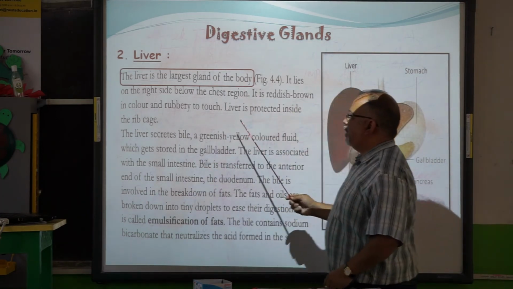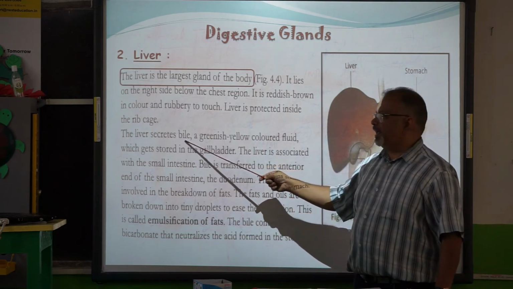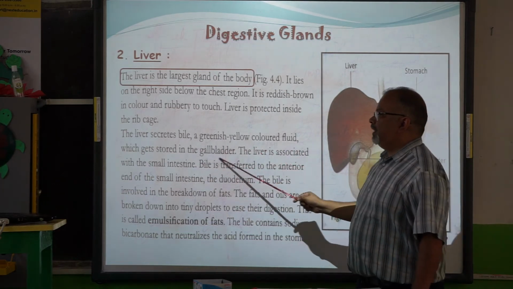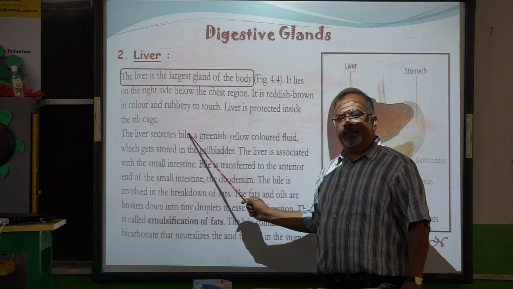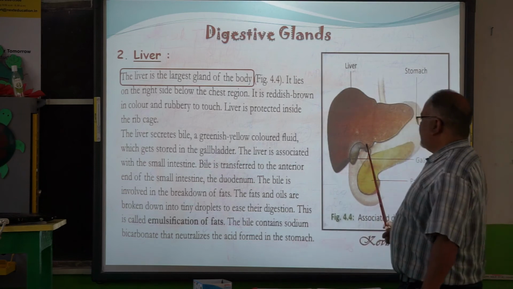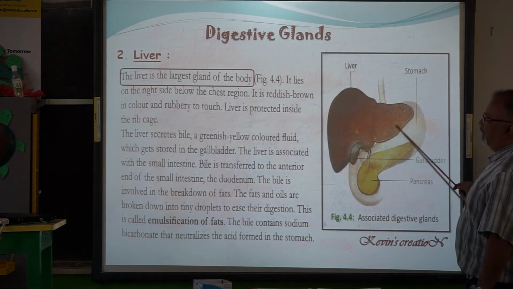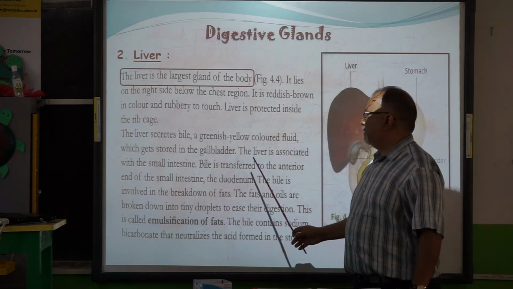It is also a very important organ. Liver secretes bile or bile juice, you can say. It's a greenish yellow colored fluid which gets stored in the gallbladder. So always remember, it is the liver which secretes bile, produces bile, but it is stored in the gallbladder. This is the gallbladder, okay? So this is the liver, very big organ, very big gland. You can say largest also.